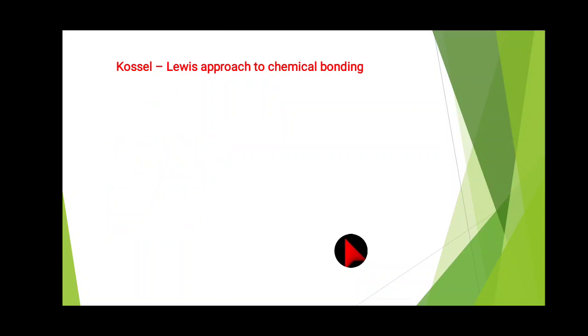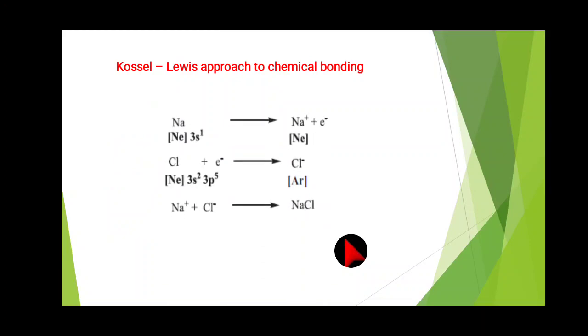Kossel and Lewis, in 1916, proposed that the noble gases are stable due to their completely filled outer shell electronic configuration, right? We know the noble gases: helium, neon, argon, krypton, xenon, radon. They have completely filled outer shell electronic configuration. Elements other than noble gases try to attain the completely filled electronic configuration by losing, gaining, or sharing one or more electrons from their outer shell.